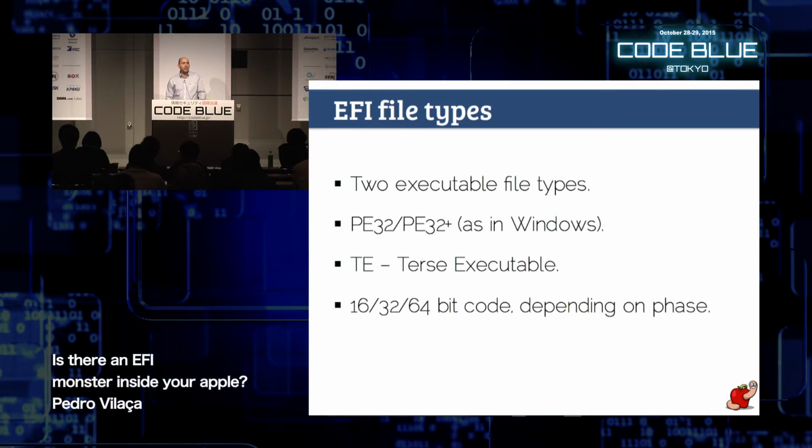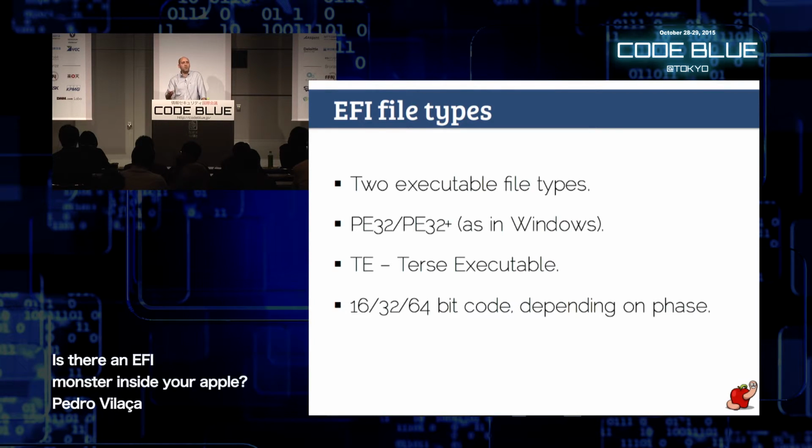It could be anything else. Format just says how you execute, how the contents are laid out. They opted for PE. There is also another format, which is the terse executable. I will explain on the next slide what this is. And you can find 16-bit, 32-bit, and 64-bit code inside EFI, depending on the phase.